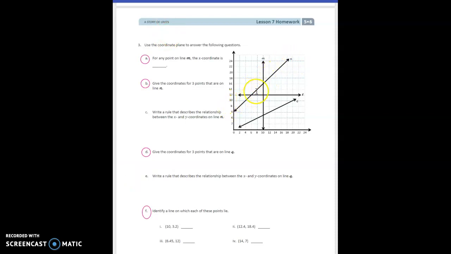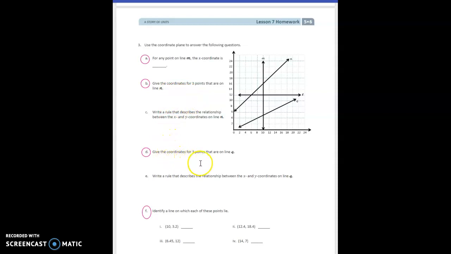So we need to just give the coordinates for 3 points. This can be any points. There's several, as you can see, several intersecting points that could be on here. So you'll have several different answers. Remember, you go over and then up to find a coordinate to find out the x and the y. So you have to give 3 points. That means that you should have 3 different coordinates, 3 different parentheses for this answer to get it all correct.